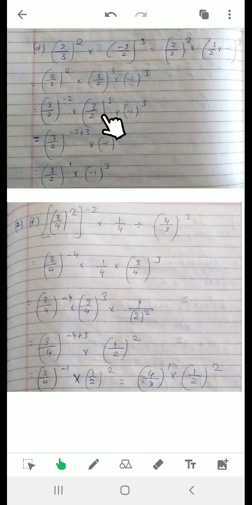But now you can see that in these two terms the bases are same. If the bases are same and multiply is there, then powers will be added. Then I will add minus 2 plus 3, which will be plus 1, and this minus 1 power 3 will remain as it is. So to make these bases equal, I break this minus 3 upon 2 into 3 upon 2 multiply minus 1. So that also we do sometimes.